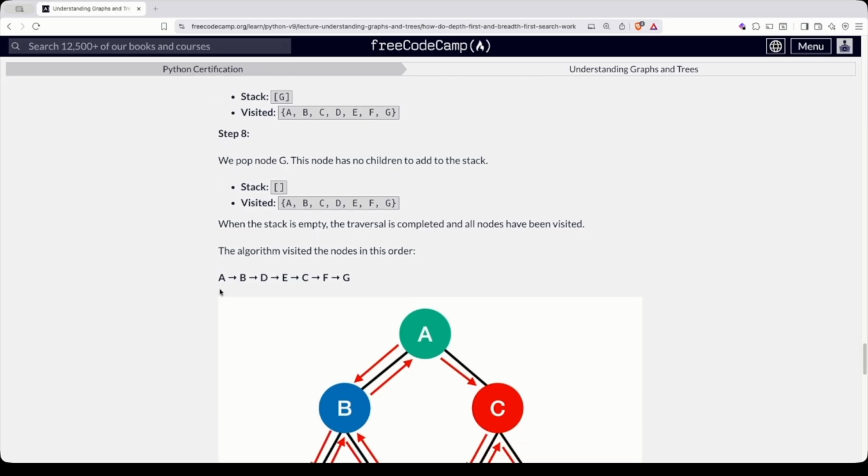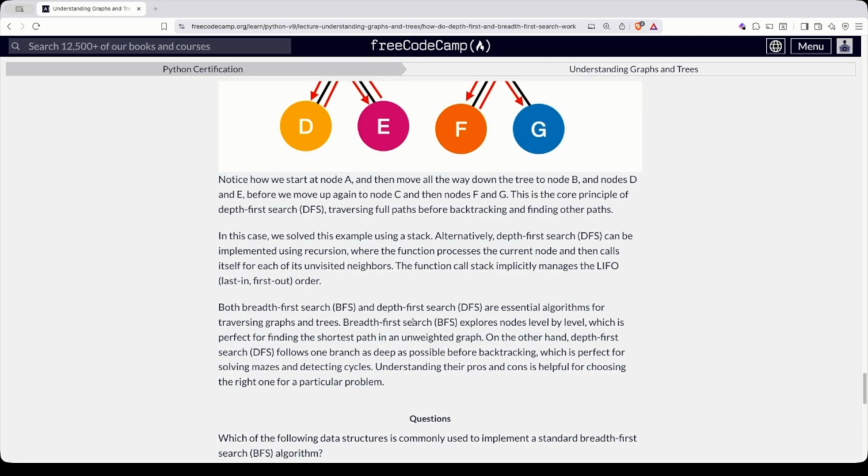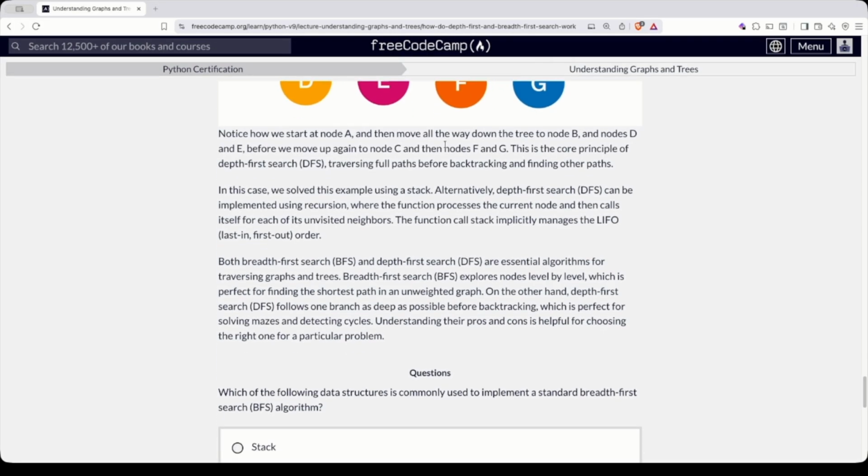The algorithm visits the nodes in this order: A, B, D, E, C, F, G. Notice how we start at node A, then move all the way down the tree to node B, then node D and E before moving up again to node C, then node F and G. This is a core principle of depth first search, traversing full paths before backtracking and finding other paths.